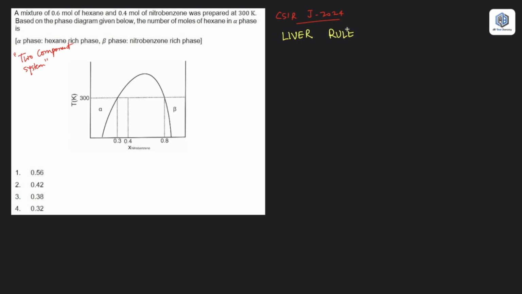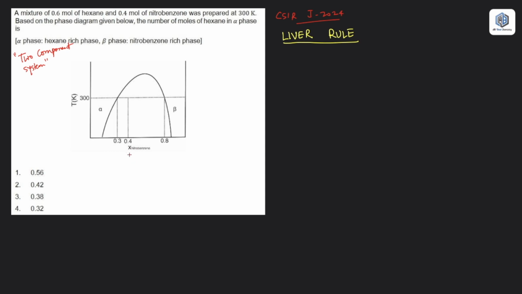But before going into that, before explaining the lever rule, let me explain the diagram itself. So this is a two component system. It has two components in it. Two component means two chemically different things will be there, and one is hexane and the other one is nitrobenzene, okay. But the graph is plotted with respect to the temperature and x nitrobenzene. Now what is x over here? So x is nothing but the mole fraction of nitrobenzene, okay.